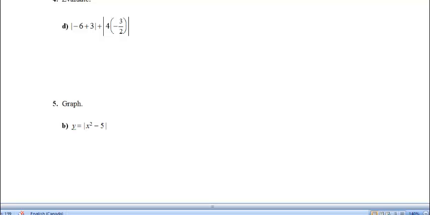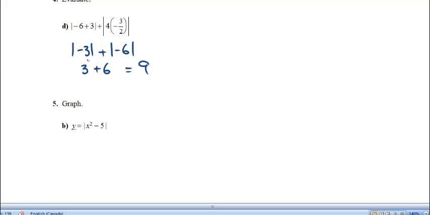Next, we're looking at absolute values. Just a reminder that anything inside the absolute value symbol, we calculate it, and then it comes out positive. So this is like saying -6 plus 3, which is -3, plus 4 times -3 over 2, which is -12 over 2, which is -6. And -3 becomes 3, -6 becomes 6, so we're left with 9. So just follow order of operations, work inside the lines, and then whatever value you get, spit it out as positive.